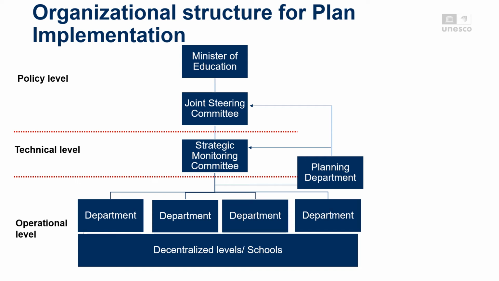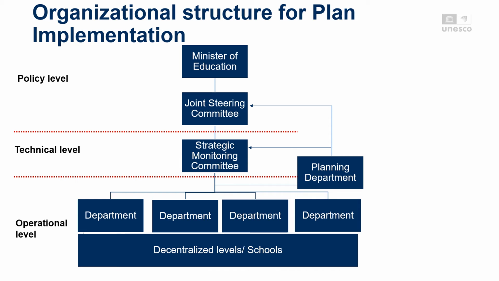At the lowest level are all of the departments in charge of overseeing specific programs. They will be responsible for preparing annual operational plans and day-to-day monitoring and program implementation. At the next level is the Strategic Monitoring Committee, which will oversee plan implementation in a more comprehensive way, ensuring coordination between the different departments and deliberating about higher-level decisions to keep plan implementation on track. This committee is generally composed of department directors and chaired by a high-ranking officer.